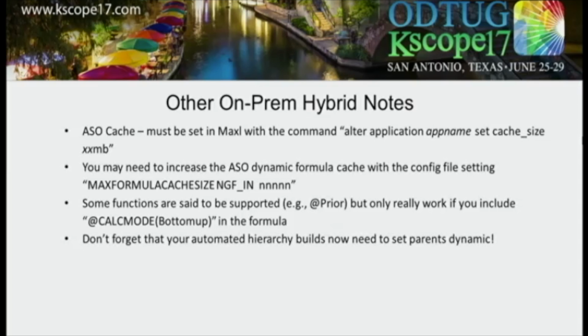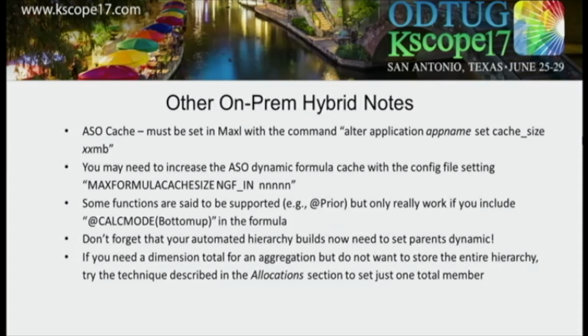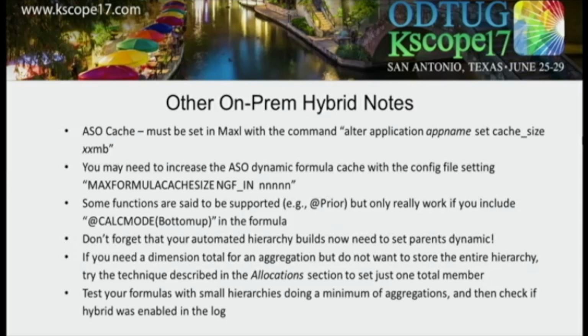Don't forget that in your hierarchy builds, you need to set everything dynamic when you update the hierarchy, because if it adds a new member, how's it going to add it? Store it. So you have to have a second pass to mark all your parents dynamic, which can be problematic if you're doing a parent-child and you don't know which ones are parents. But that's a problem for you to solve, not me here in this presentation. If you need a dimension total but don't want to store the hierarchy, stay tuned, don't leave till the end. I'll show you how to do that. But you can do it.